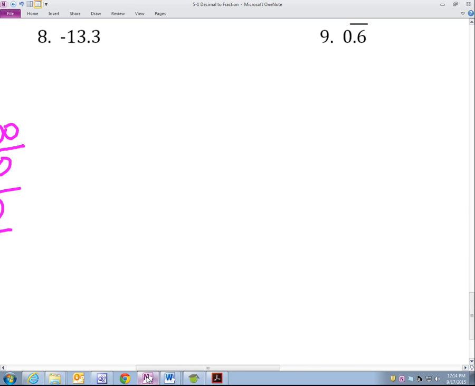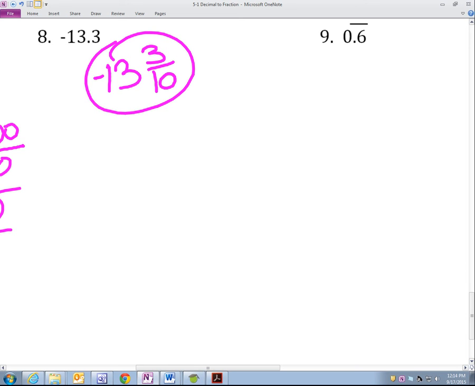Okay, for this one, you should have negative 13 and 3/10. This one, it's a 6. You have a 9 over it. That gets simplified to 2/3. And that's what you should have.